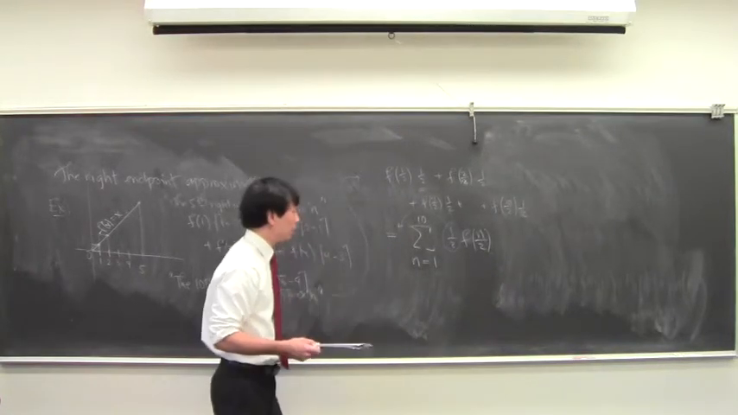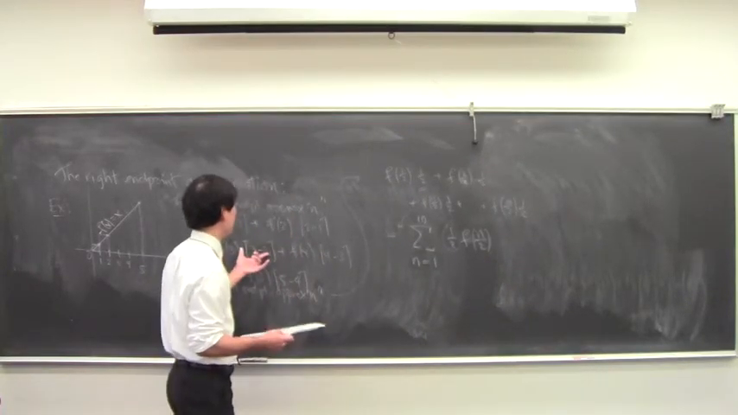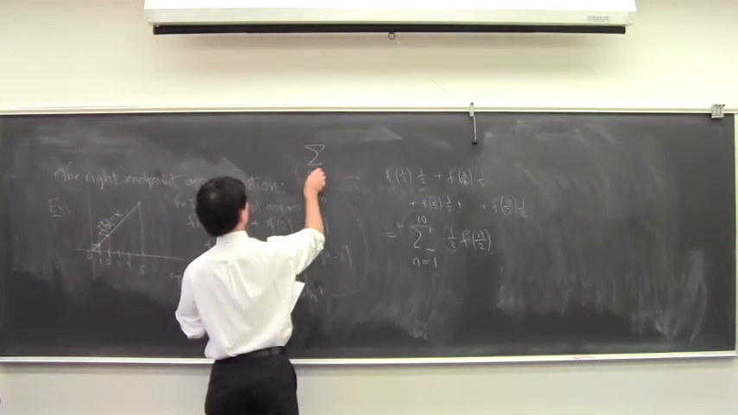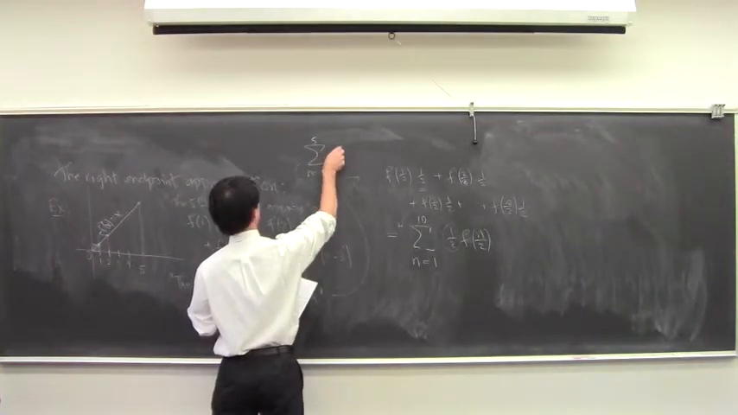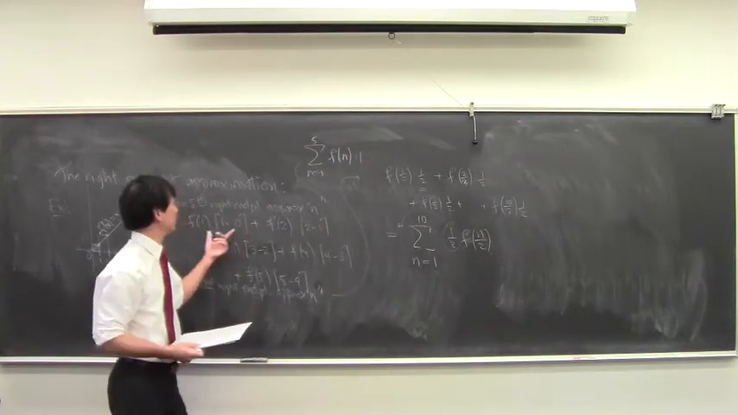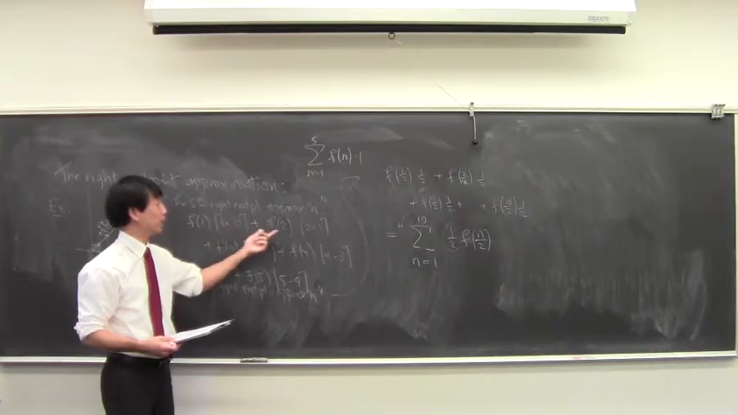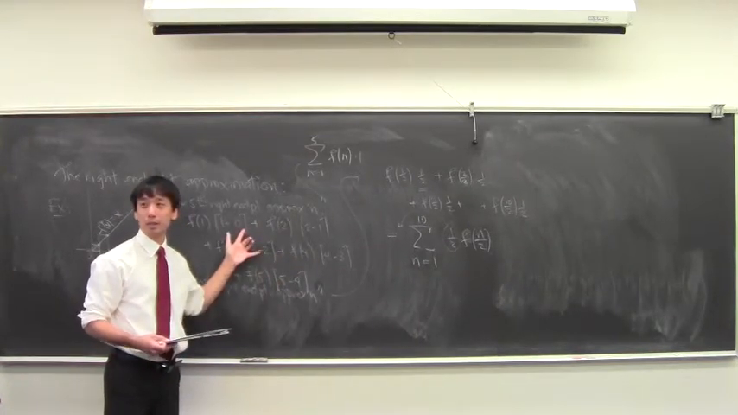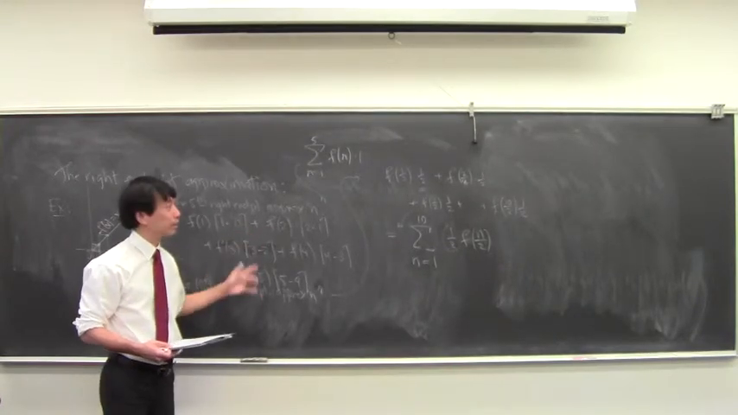And if we had done this one, it would have been the summation from n equals 1 to 5 of f of n times 1, right? f1 times 1, f2 times 1, f3 times 1, f4 times 1, f5 times 1.